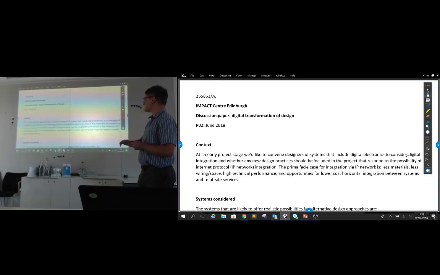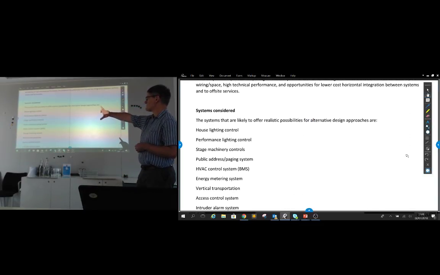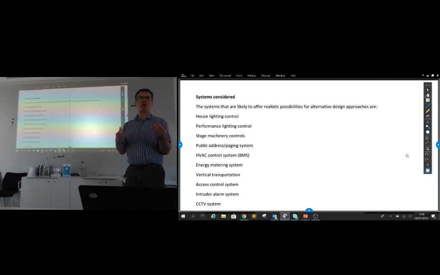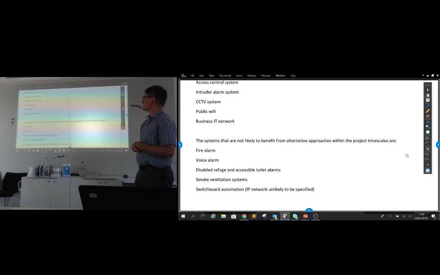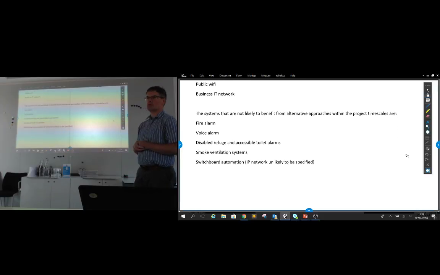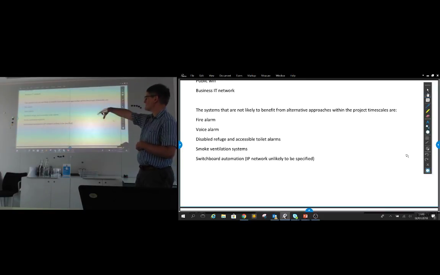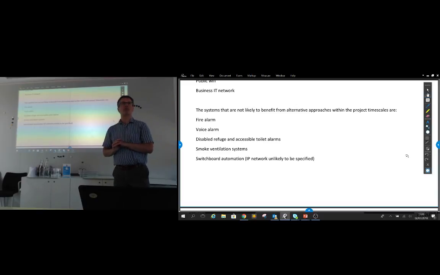And if you scroll down, first we identified systems where there might be an integration story on this project. And you can see on there we've got PA and CCTV, we've got HVAC and lighting. And then there was another list of systems where we weren't going to even bother talking about them. They're not even on the agenda.